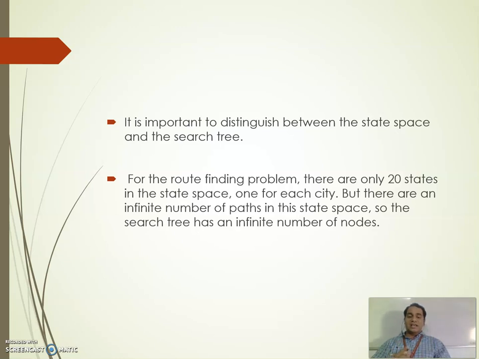So the search tree has an infinite number of nodes. If I consider Arad as the root node and expand it until I reach Bucharest, I can get multiple paths. That is my search tree. The state space is limited, but the search tree becomes infinite.